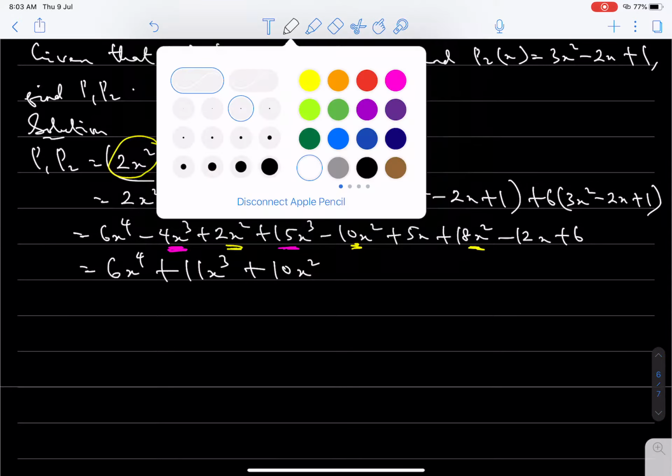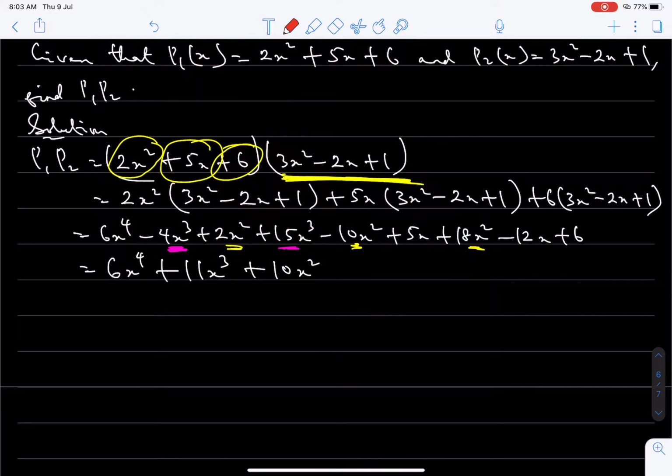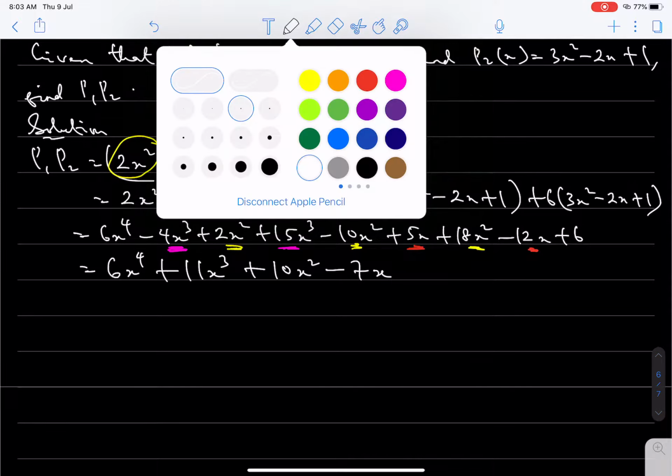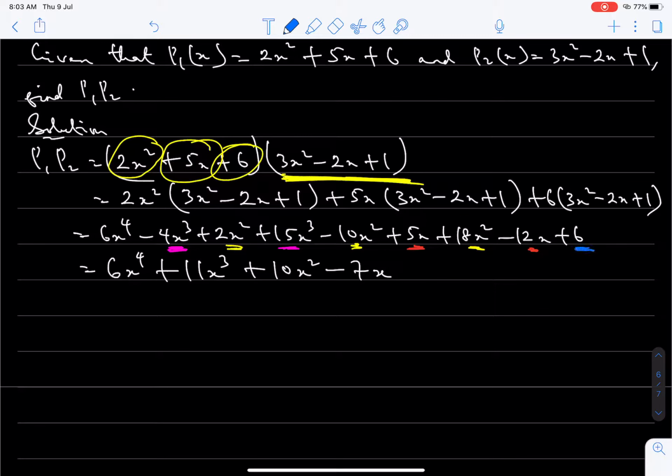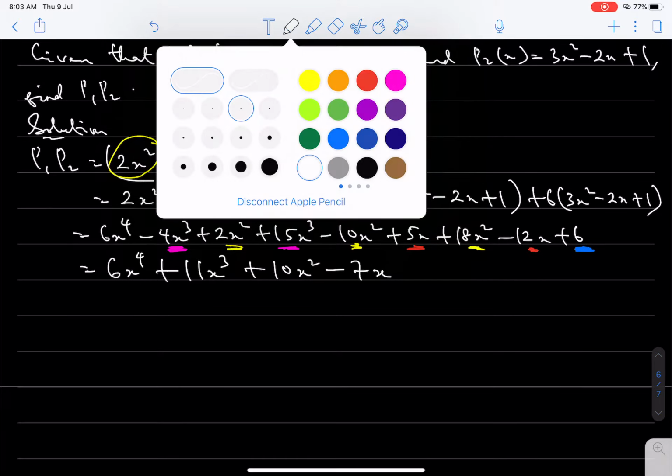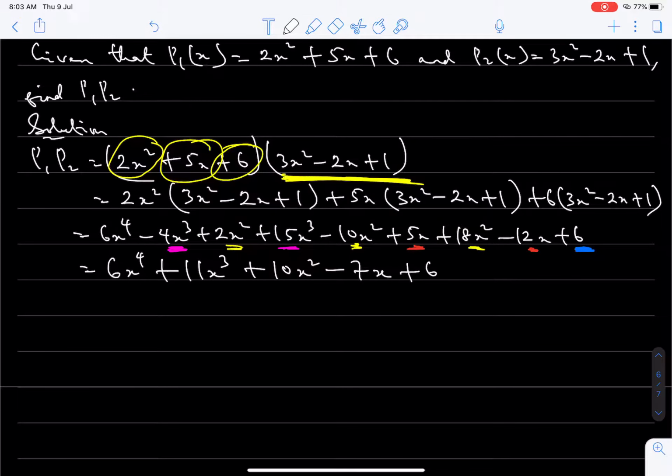Now let's go to the x terms. 5x minus 12x is minus 7x. And then to the only constant, which is 6. So we have plus 6. And that's the final answer.